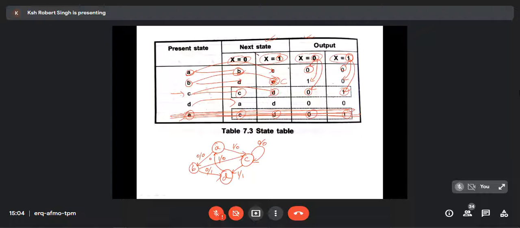And when input is 0, output also 0. D to D, when input is 1, output is 0. So this is the state diagram of the Mealy circuit.